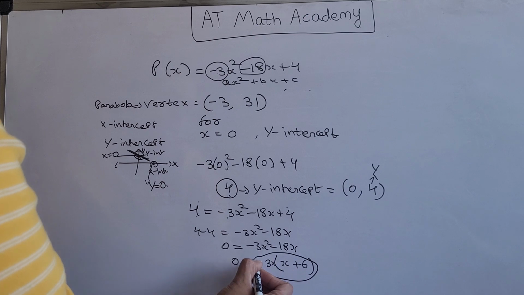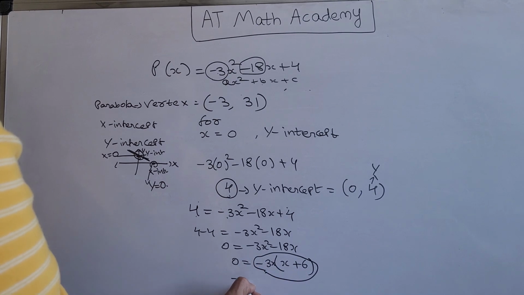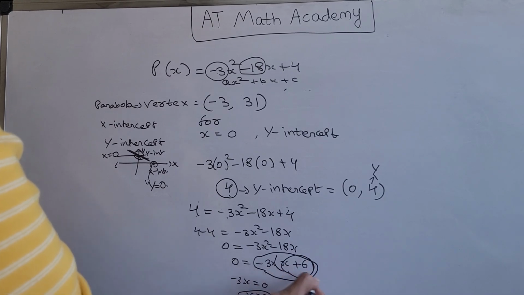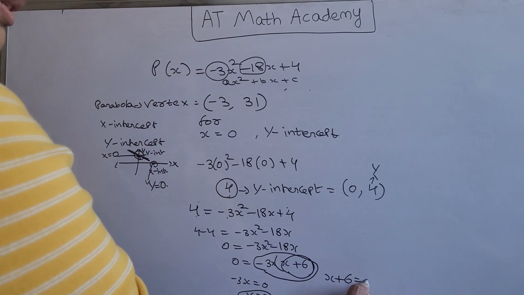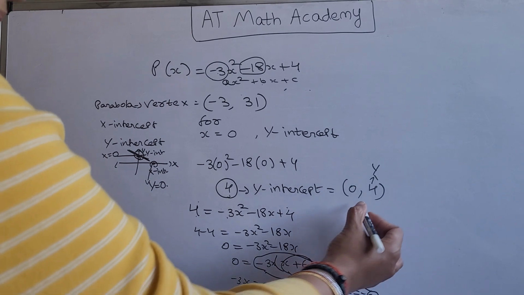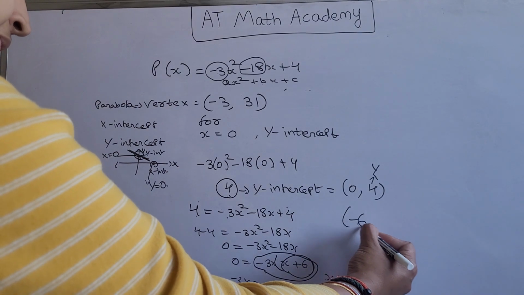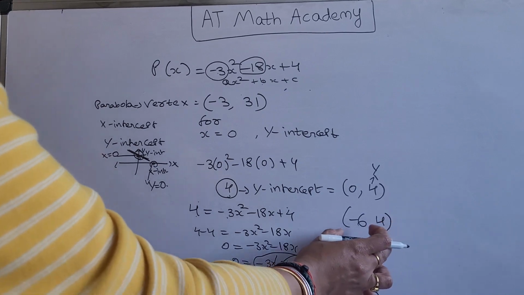So I can write these two factors: minus 3x is equal to 0, which means x is equal to 0, and I get the y value as 4. There is another x value for which y is equal to 4, which is x plus 6 is equal to 0. So x equal to minus 6. So for the x value of minus 6, I again get the y value of 4.